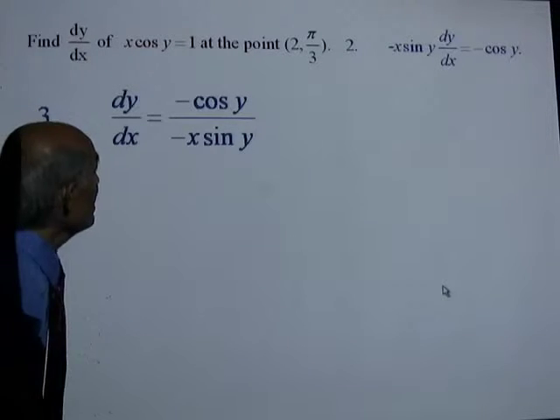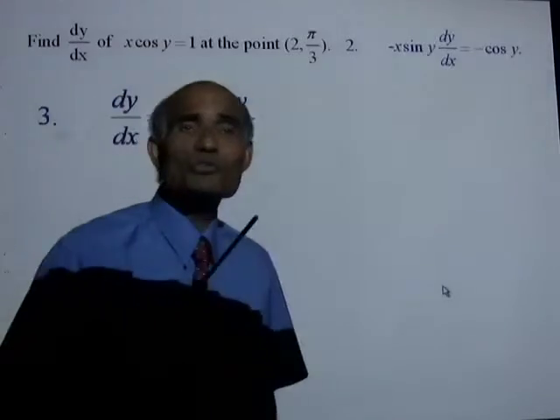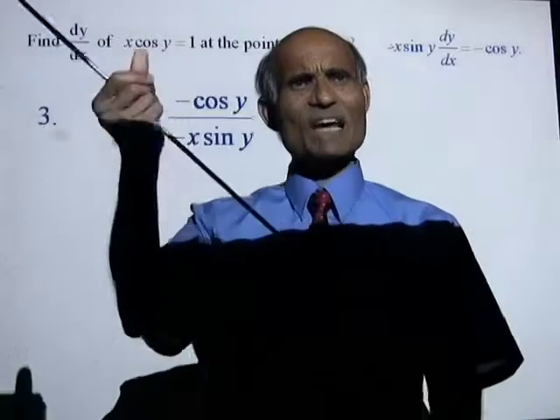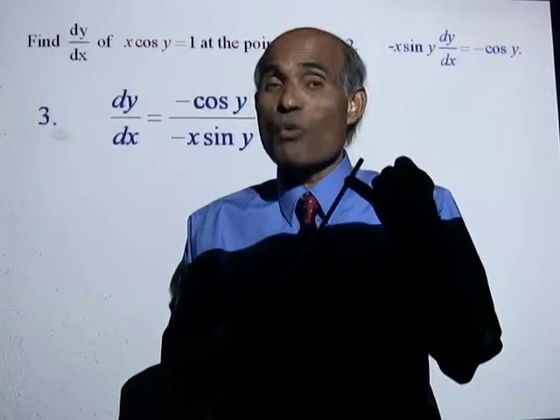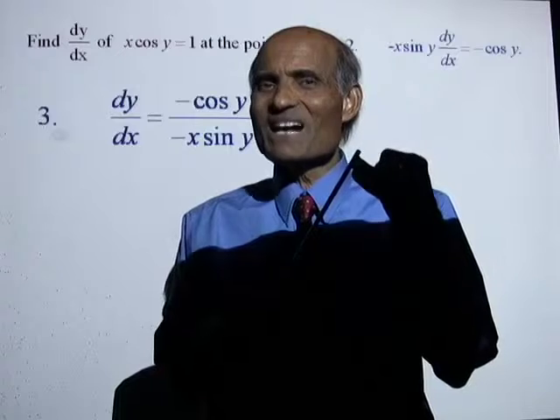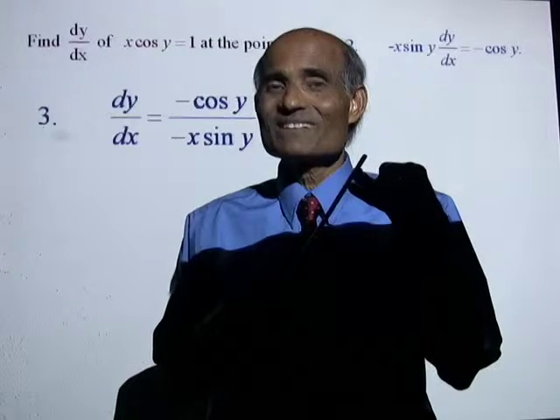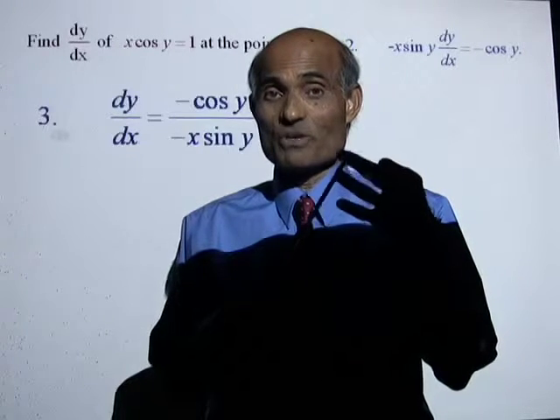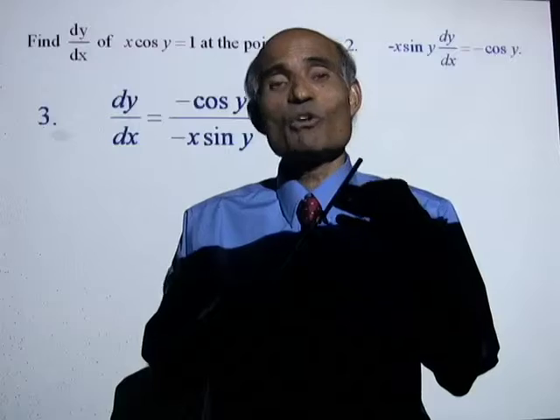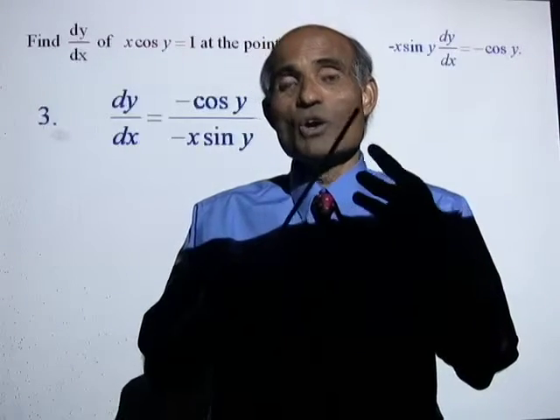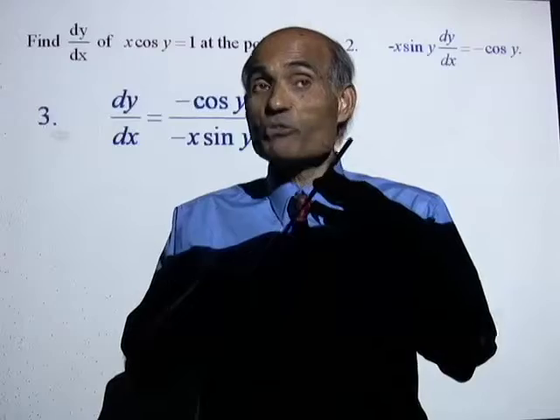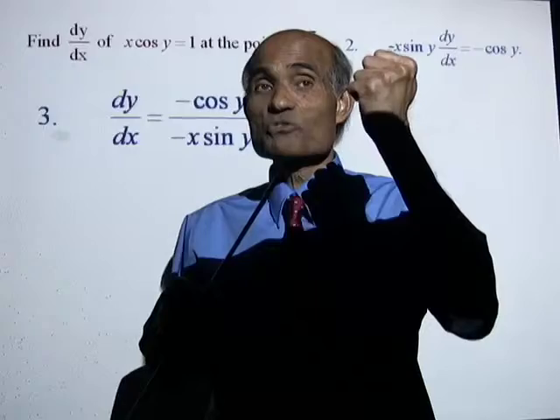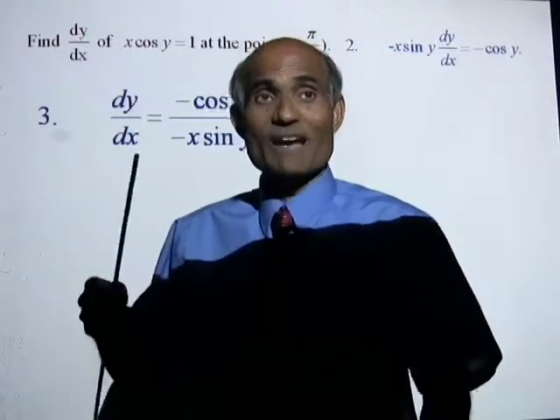Alright, how many of you know the value of cos pi by 3? It must come to you just like this. Cos of 0 is 1. Cos of pi by 6 is root 3 by 2. Cos of pi by 4 is square root 2 over 2. Cos of pi by 3, which is 60 degrees, is 1/2. Cos of pi by 2 is 0. You've got to know these values.